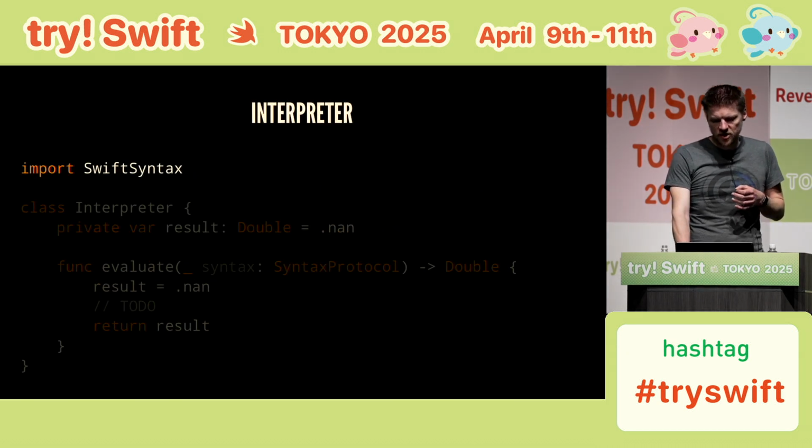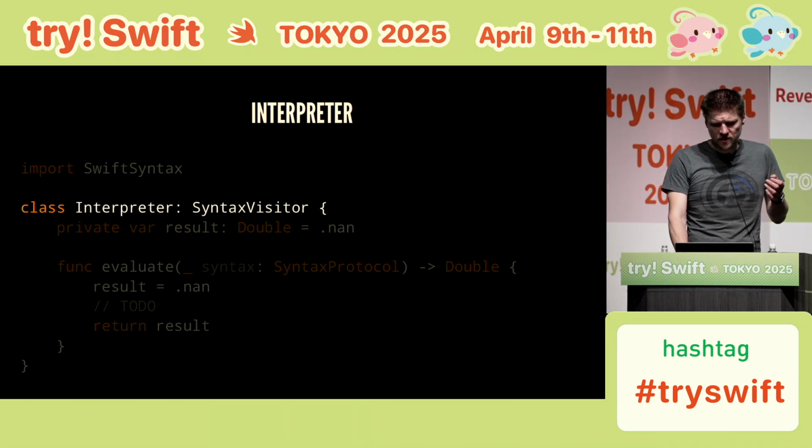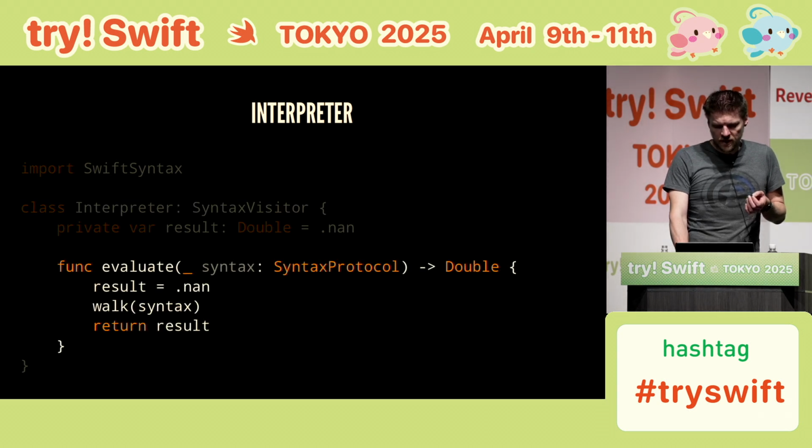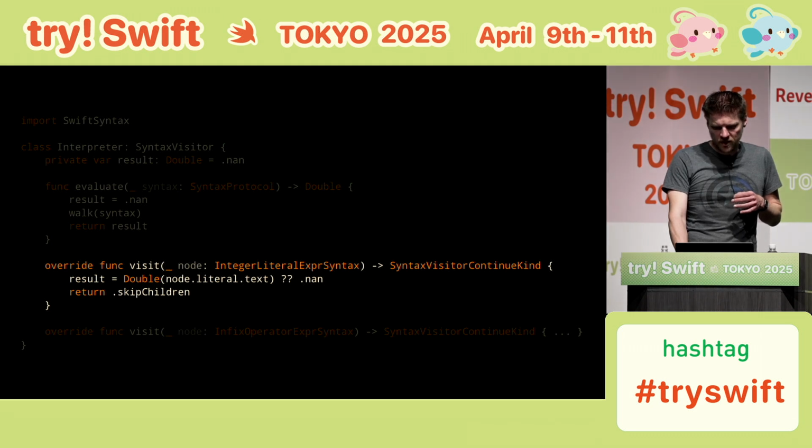So to implement the interpreter, we'll first import the SwiftSyntax module, and then we'll set the superclass of Interpreter to SyntaxVisitor. And then in our evaluate function, we'll call the inherited walk function to do the actual traversal. And to actually perform the evaluation, we need to override a couple of the visit functions from SyntaxVisitor. We'll start with the IntegerLiteralExprSyntax visit function. This will just parse the integer literal value and store it in result.